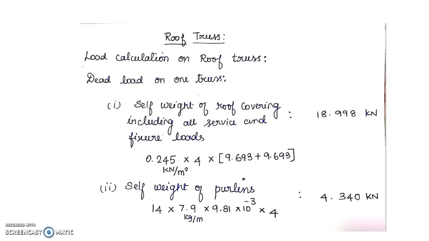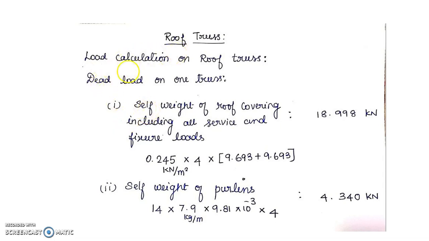Generally, roof truss is subjected to three types of loads: dead load, live load, and wind load. In the calculation of dead load, the dead loads are contributed by three components. One is roof covering material, including all services and fixtures, self-weight of purlin, and self-weight of roof truss. So, first I explain the dead load calculation on roof truss.